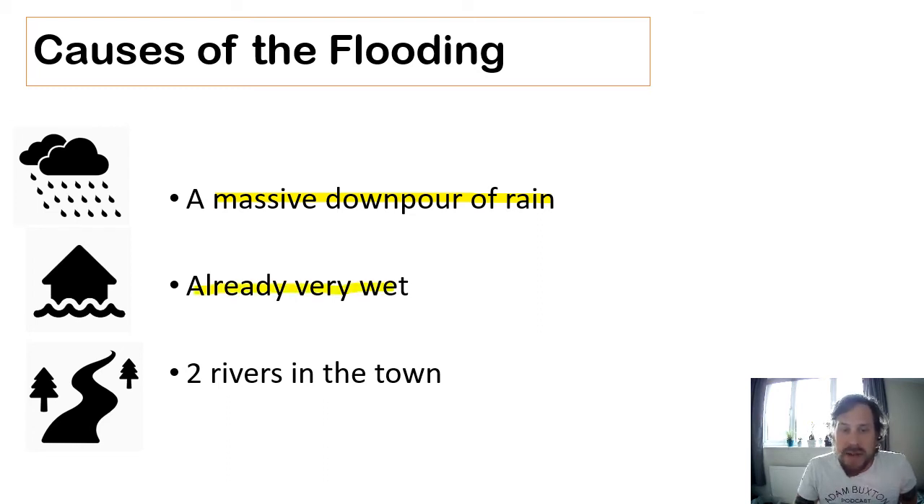It was already very wet. The ground was already full of water, like a sponge. And there are two rivers in the town. The more rivers there are, the more likely it is to flood. So those are your three main causes of flooding.